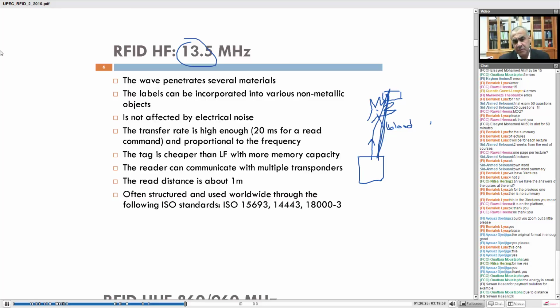The technology is not sensitive to electrical noise. Of course, the transfer rate is better, 20 milliseconds for a read command.